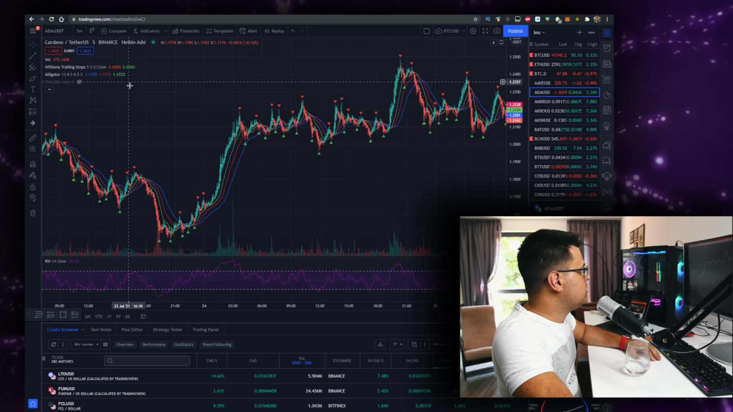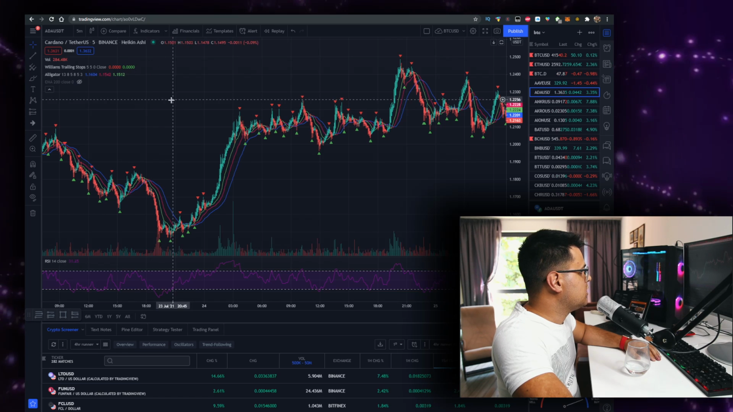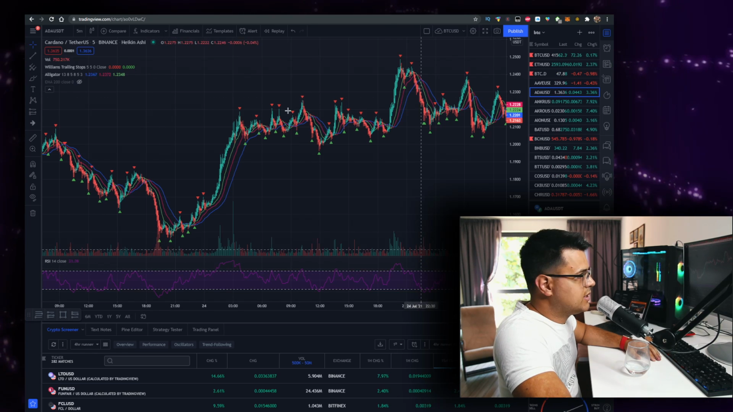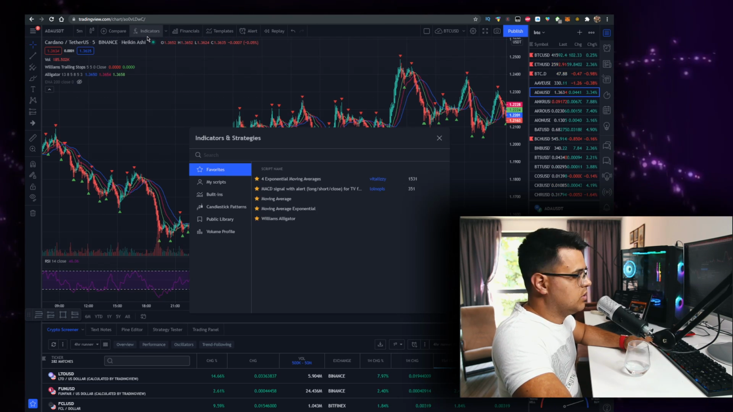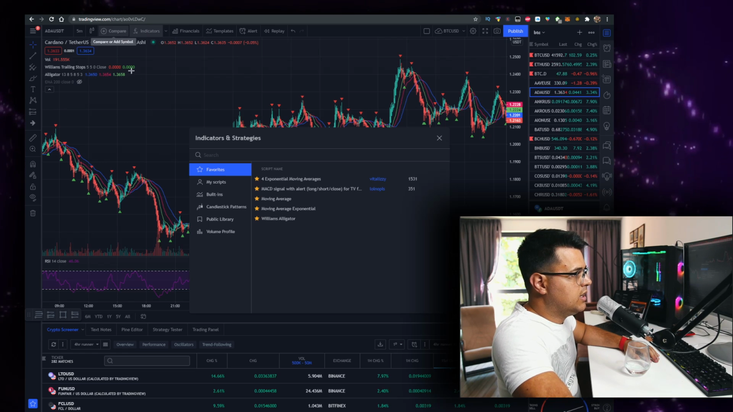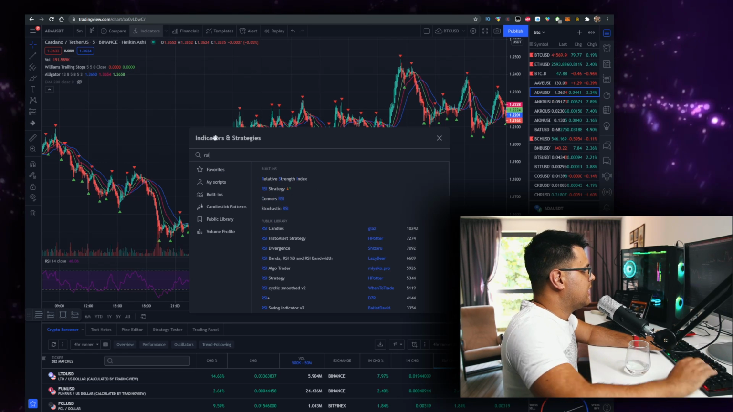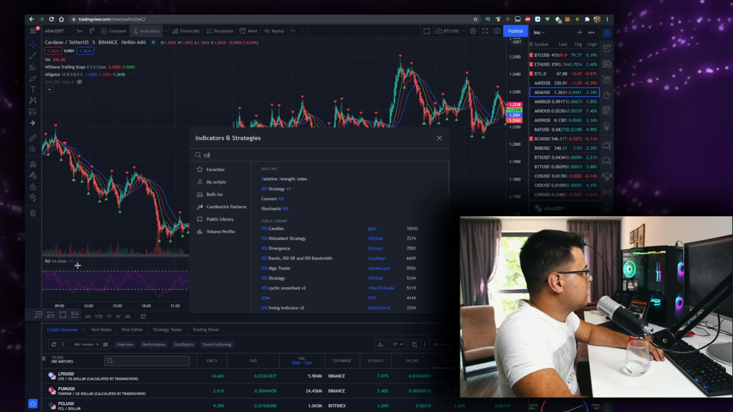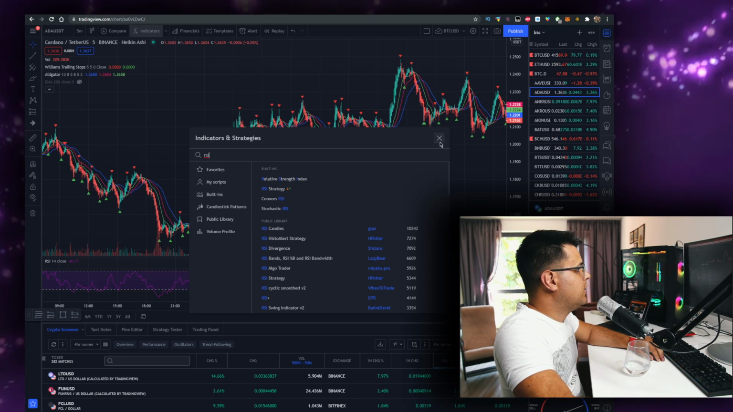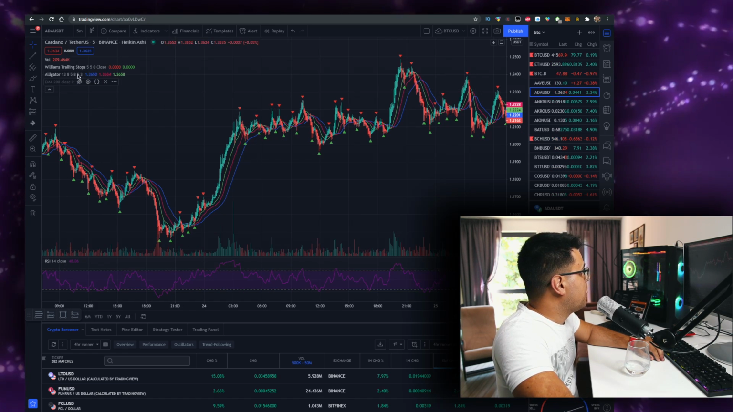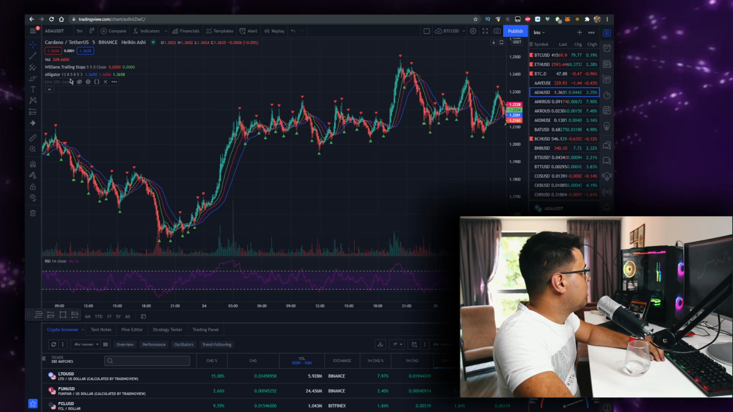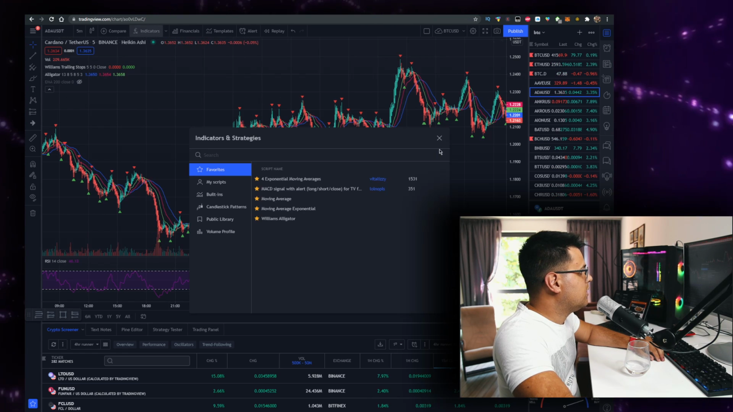And what you need to do to set it up is you need a few things. First, you need RSI. Just go here, click on, you need a TradingView account, obviously. Click on indicators, type in RSI, and add in the relative strength index with a 14 length. Then you also need Williams trading stops and alligator. You can find them here.